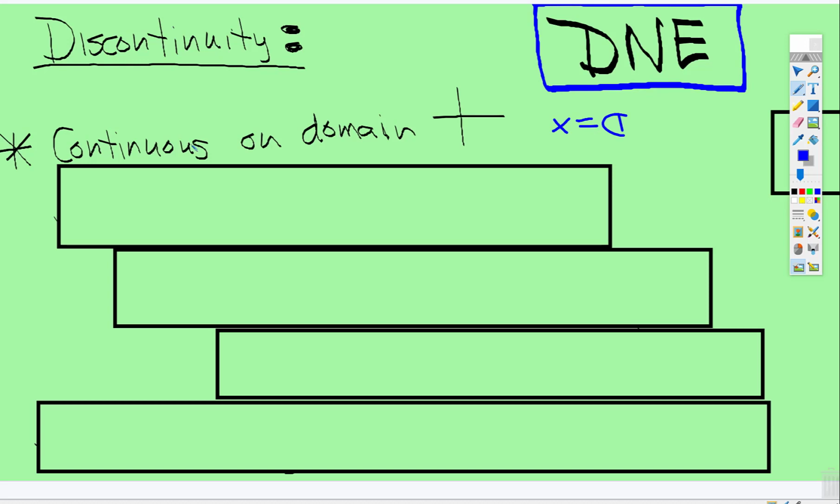But remember, on a domain, when you have a question like that and you see that it's a polynomial, x to some value, or a radical, you can just say continuous. And if you want to add, well, just put continuous, no discontinuity. So that would work. All right, so let me move on.